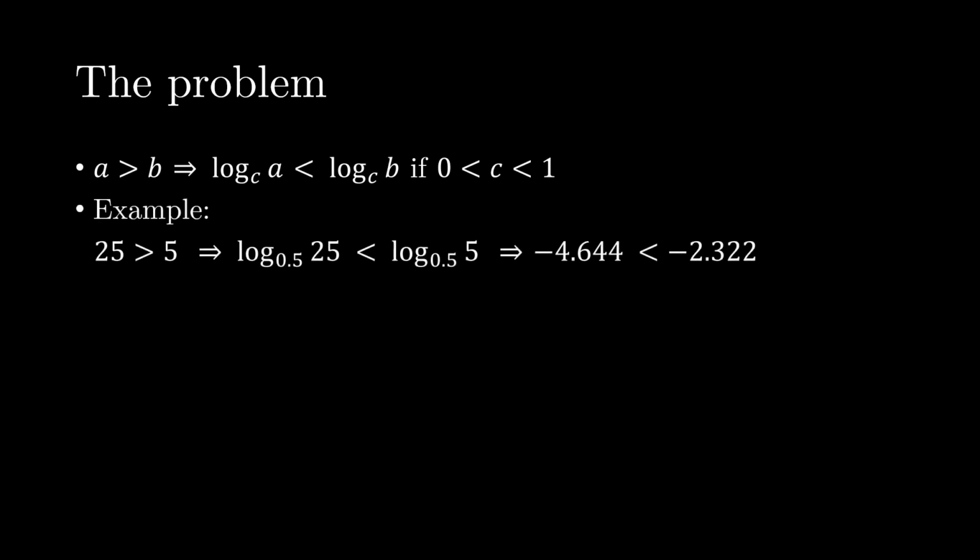And here's an example. If we have 25 is greater than 5, and we take log base 0.5 of both sides, then you can see how that flips the sign. So really, what's going on here?